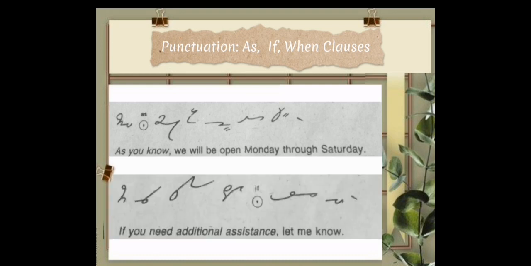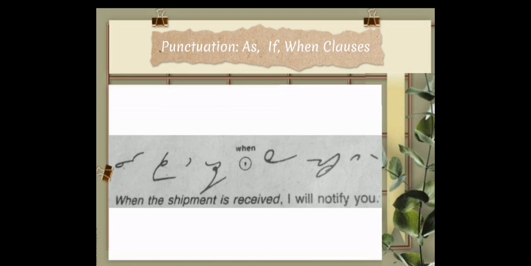Another example, if you need additional assistance, let me know. Same thing and same rule, we will place a comma at the end of the clause that is introduced by as, if, or when. So here in our sentence, we use if to begin our sentence, and if you need additional assistance is an introductory clause of if. Therefore, we will place the comma after the word assistance because let me know is another part of the sentence. Lastly, when the shipment is received, I will notify you.